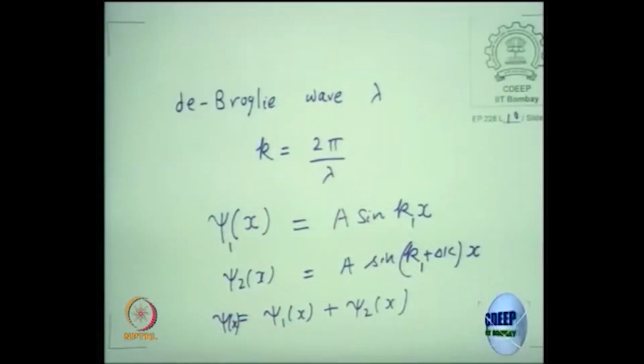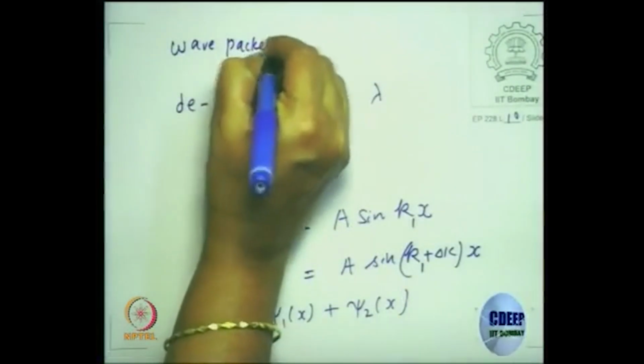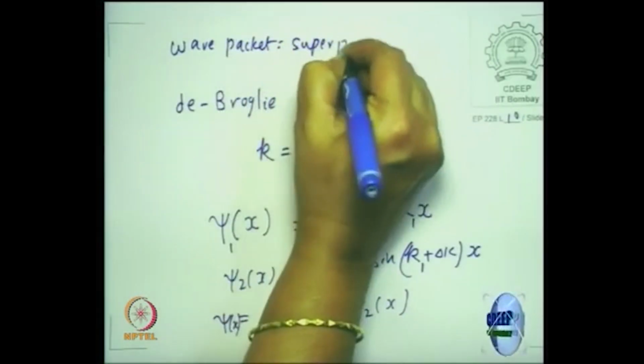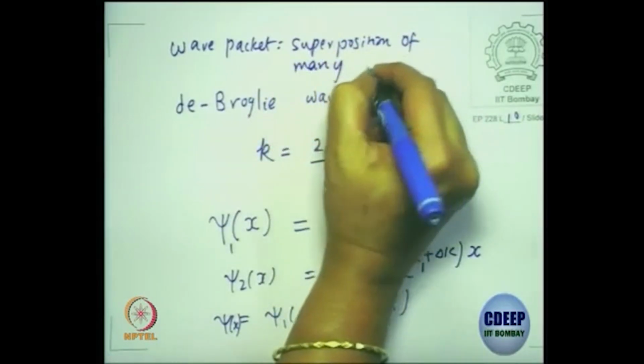If you superpose many of them, what is that called? The superposed wave function or the superposed wave. I have just done two of them, two de Broglie waves with definite wavelengths. But if I have many of them, so let us take k1 plus 2 delta k, k1 plus 3 delta k and so on. What are you supposed to get? Wave packet, right? A wave packet is a superposition of many de Broglie waves.